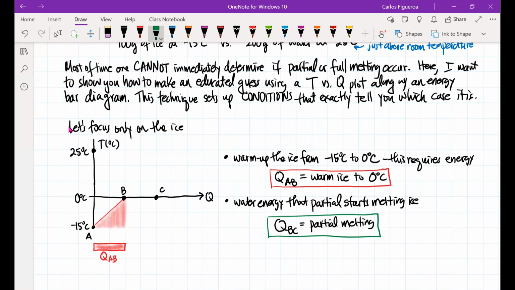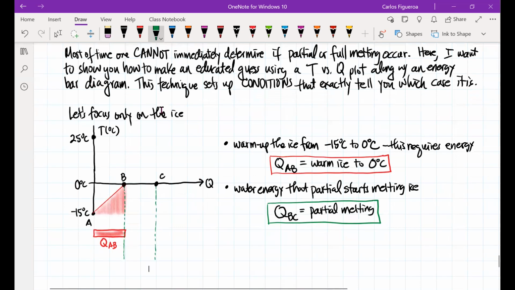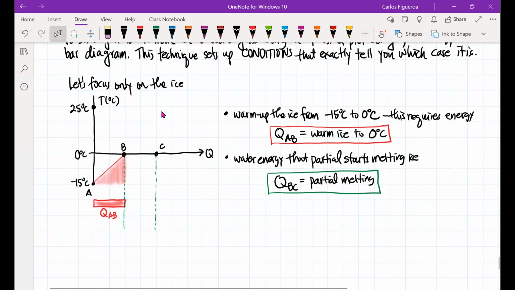So in this situation, look what I'm going to do. I'm going to drop a line all the way down to here. And what you're finding here is that this is how much heat you're putting in to actually, you know what? I don't want to go all the way down to here. I'm going to just keep it in line here.